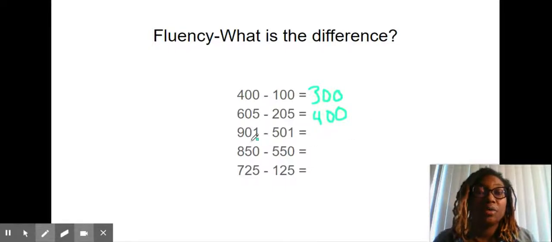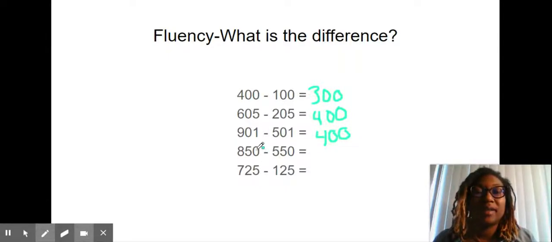Now for 901 take away 501. Same thing, looking at my ones place first, I have 1 take away 1, which is 0. My tens place, 0 take away 0 is still 0. 9 take away 5 would be 4. Same answer as above.